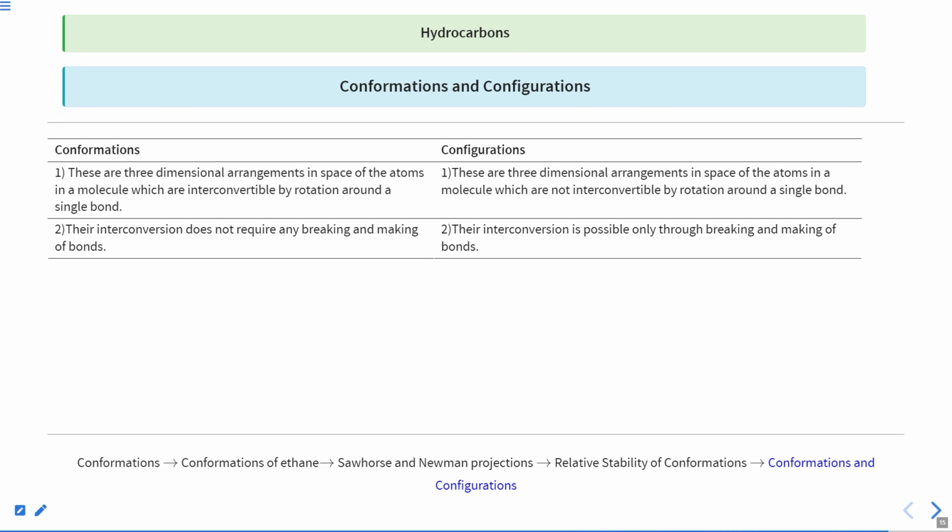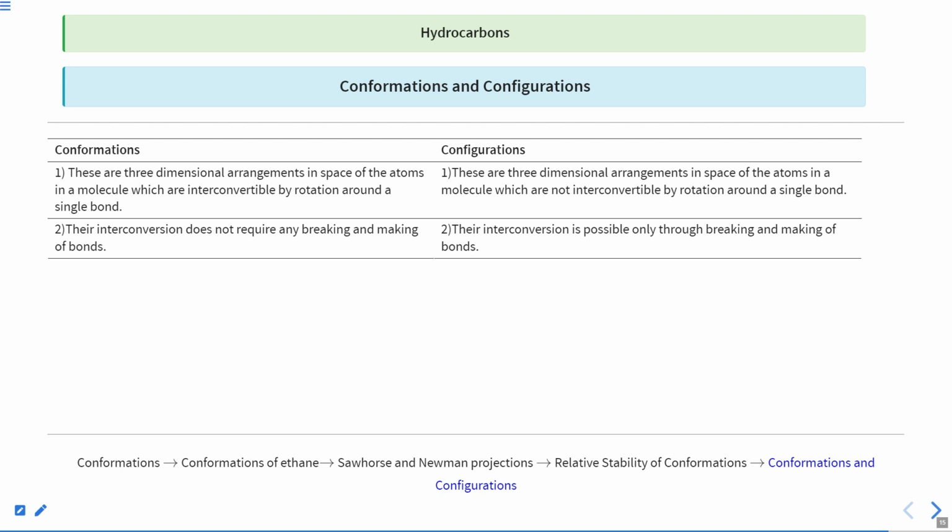Now let us talk about the difference between conformation and configuration. Conformation is just the three-dimensional arrangement in space of the atoms in a molecule which are interconvertible by rotation. What we have done right now is convert it by simple rotation. We don't need to break any bond. This interconversion does not require any bond breaking or bond making, and that is the reason the energy required is so low. Clear? Next is configuration.